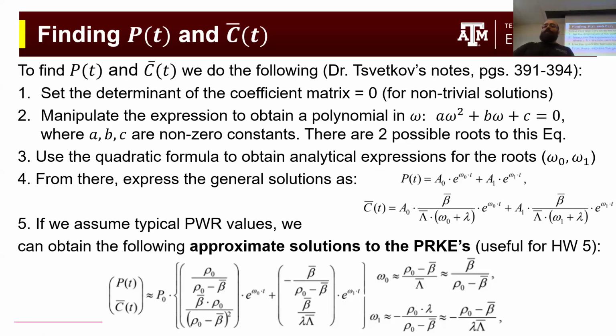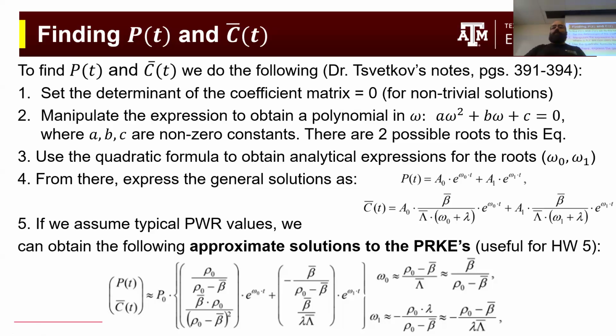And then you can write your general solutions and figure out what those corresponding constants end up being. So you can get expressions for the roots, and you can express the general solutions in this manner. The solutions are going to be kind of complicated, even though it's still analytical. The way that we can simplify them is we can assume some approximate values for typical nuclear reactor quantities.